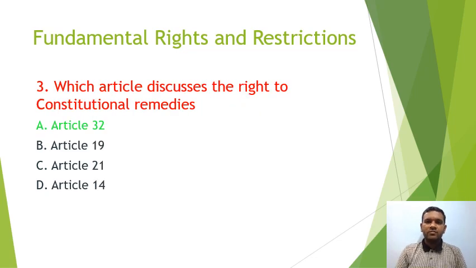The next question: which article discusses the right to constitutional remedies? Here, there are 4 options: Article 32, Article 19, Article 21, and Article 14. The correct answer to this question is option A, Article 32.